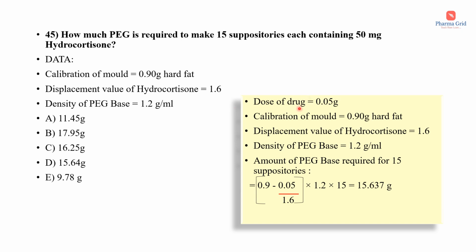Here the dose of the drug is 50 milligram, which means 0.05 gram. This is very important because in the formula the drug dose is in gram, so we should convert milligram to gram. Then the calibration of mold is 0.90 gram hard fat, the displacement value of hydrocortisone is 1.6, and the density of PEG base is 1.2 gram per ml. Substituting all these values in the formula for the amount of PEG base required for 15 suppositories, we get 15.637 gram. So the correct answer is option D, that is 15.637 or 15.64 gram.